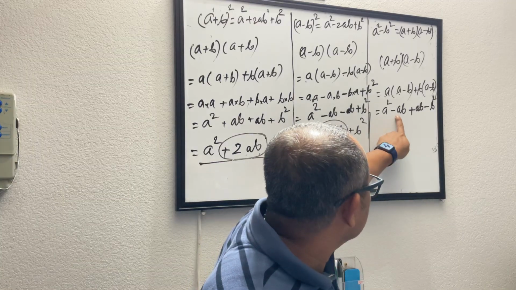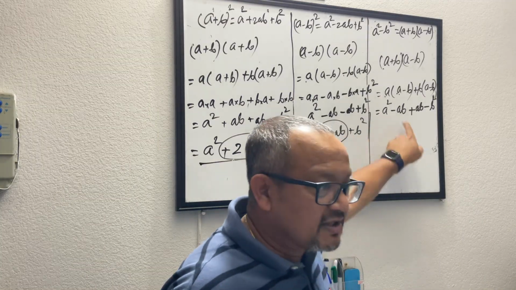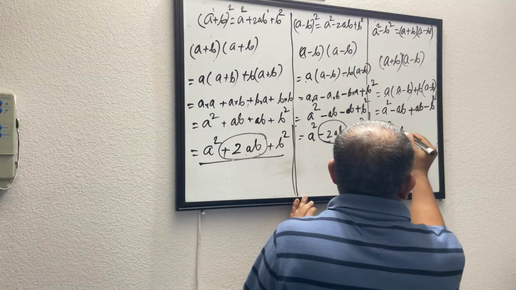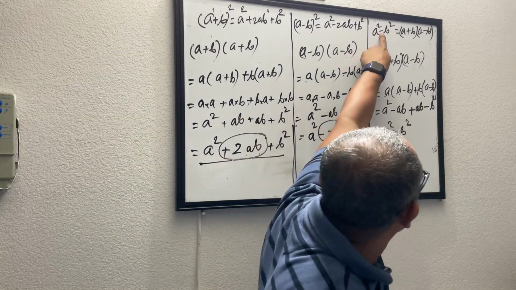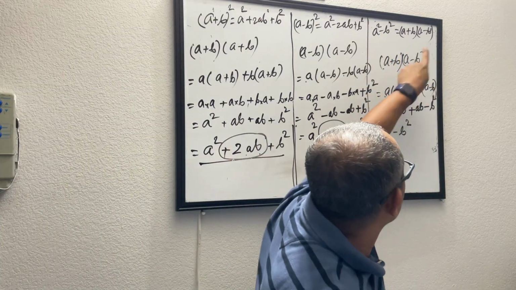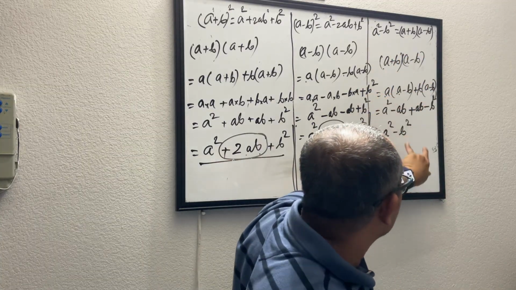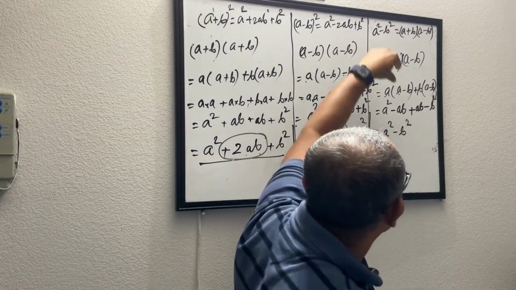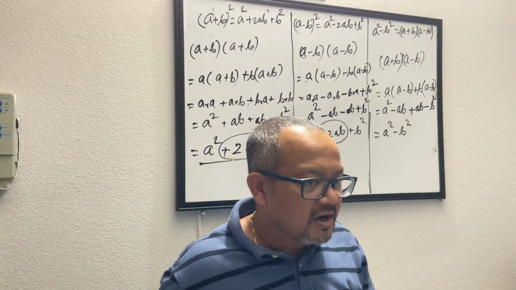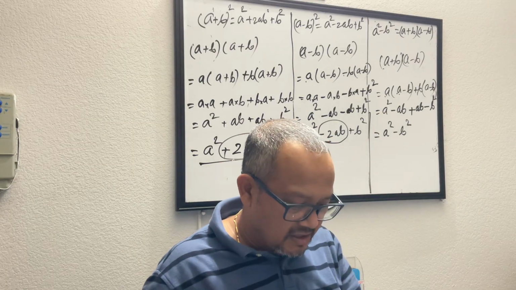So I have a plus ab and I have a minus ab. They will cancel out each other. So that's what becomes a square minus b square. That's what we were talking about: a square minus b square equal to (a plus b) times (a minus b). So we took this one, broke it into smaller pieces, and we found this whole thing is equal to this one. That's our third formula. Are you guys with me? 100%.